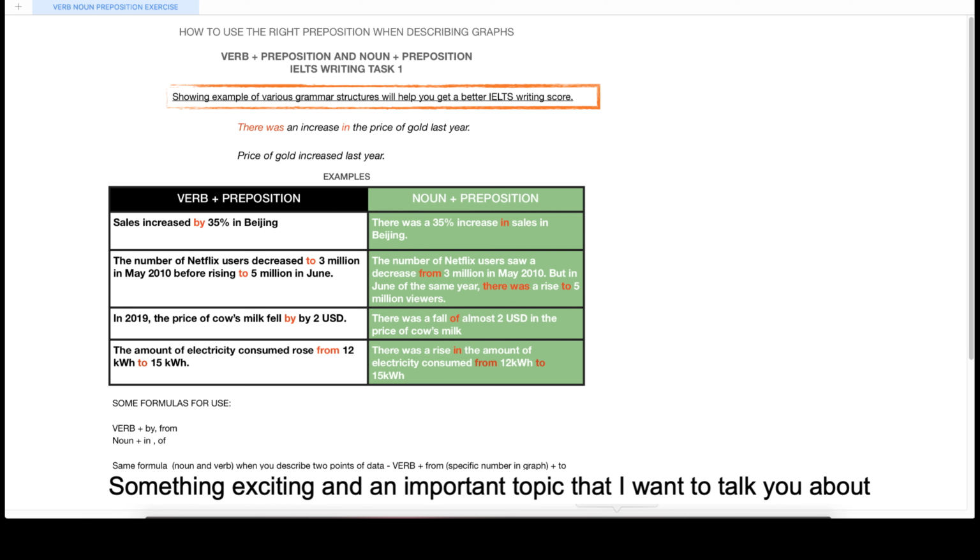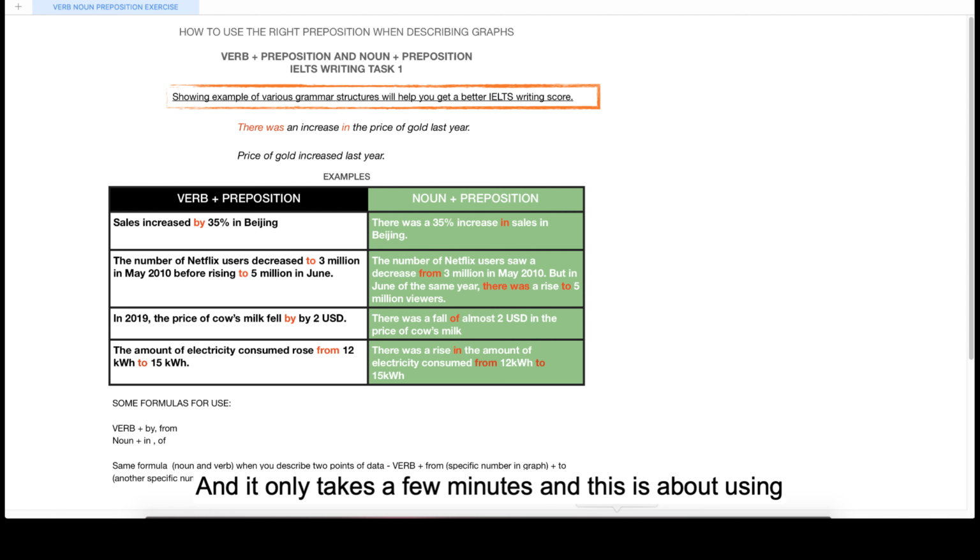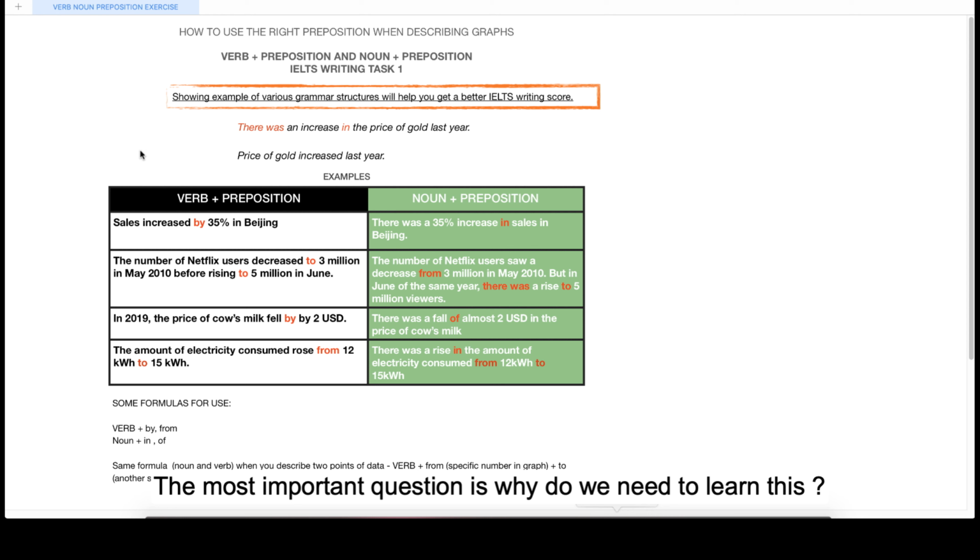Something exciting and an important topic that I want to talk to you about, and it only takes a few minutes. And this is about using the right preposition when describing graphs. That's right. So we've got two grammar structures: the verb plus preposition and the noun plus preposition that you can use in your IELTS writing task 1. Now, the most important question is, why do we need to learn this?